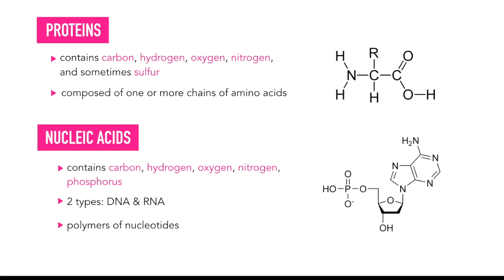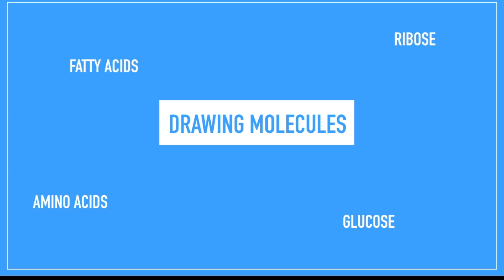And there are two types of nucleic acids, deoxyribonucleic acid, which is also known as DNA, and ribonucleic acid, or RNA. And they consist of polymers of nucleotides. And the diagram on the right shows a nucleotide, which I'm going to talk about in another video.